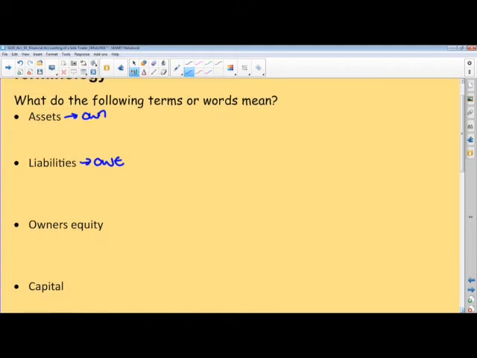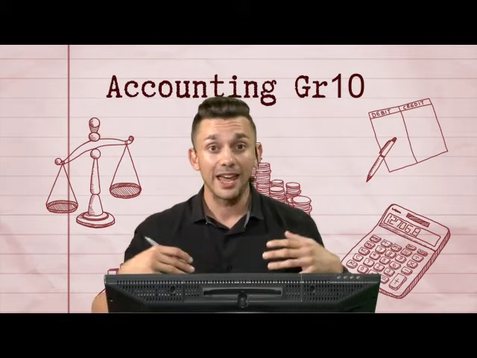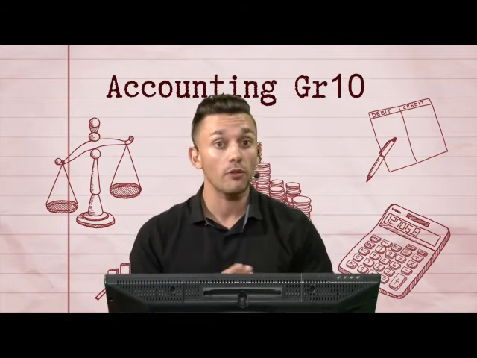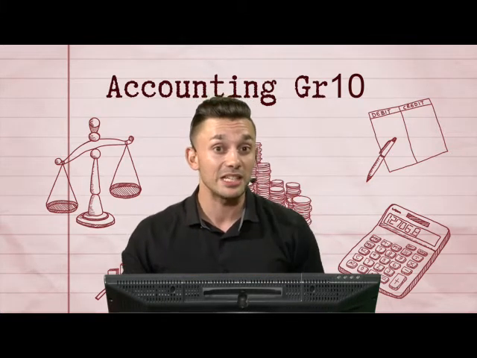Owner's equity will firstly be capital. So that's our very first type of account, your capital. And remember, capital will be anything the owner gives. It can be a vehicle, equipment, or cash. Any of those forms will be regarded as capital when the business receives it from the owner.